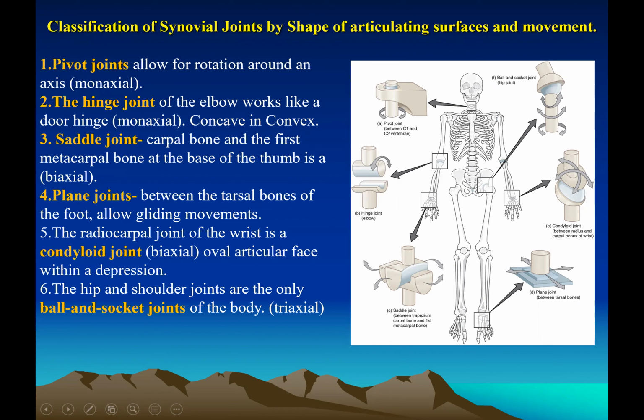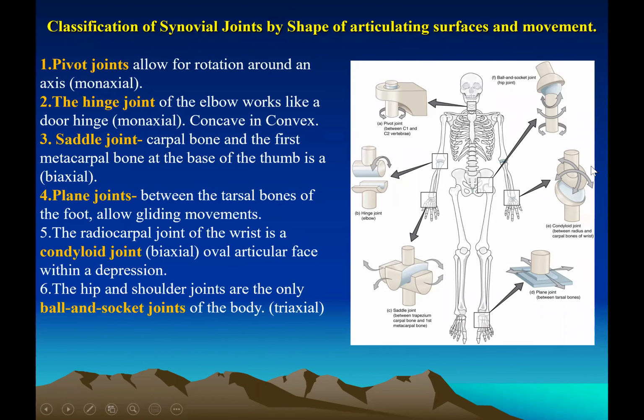The saddle joint, an example is between the trapezium carpal bone and the first metacarpal bone here. Here you can see again the articulating surfaces. It looks like a saddle, and it fits into a curved process in the bone. Plane joint. A good example is between the tarsal bones of your foot. Here, the articulating surfaces are almost flat or very slightly curved, so it offers gliding motion.